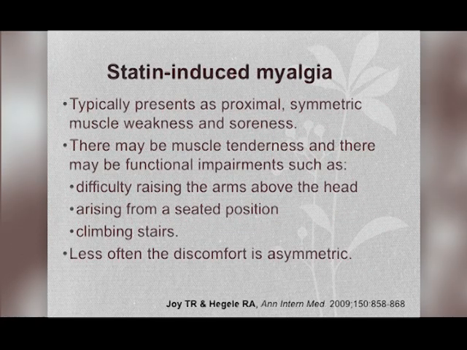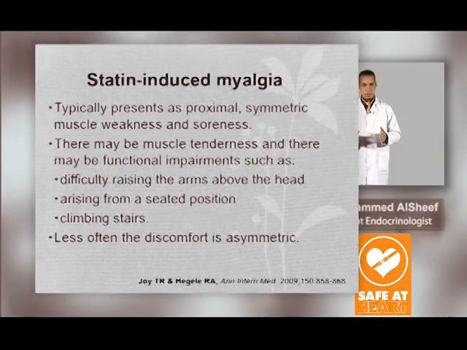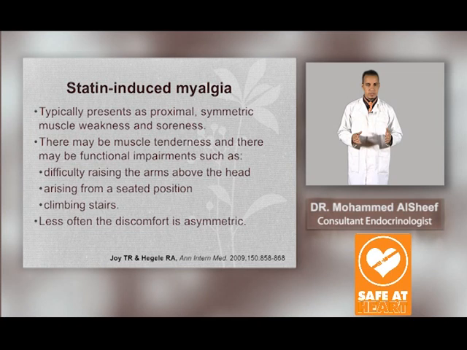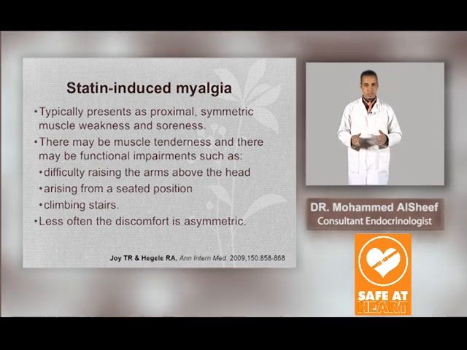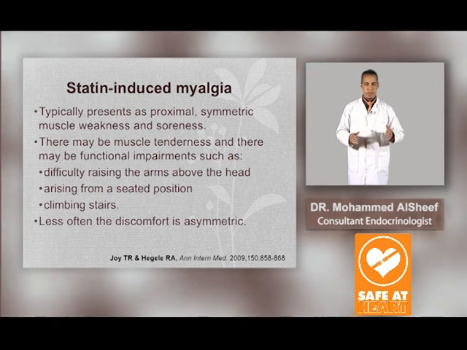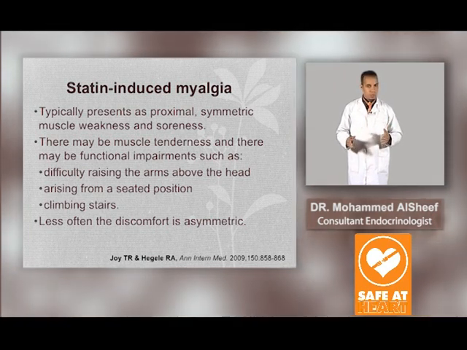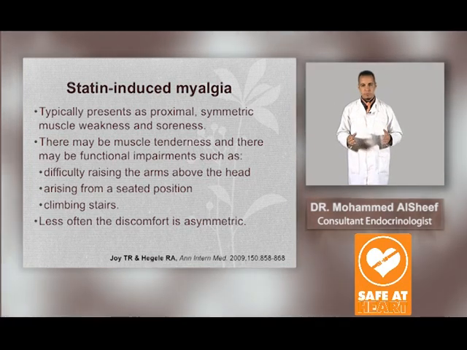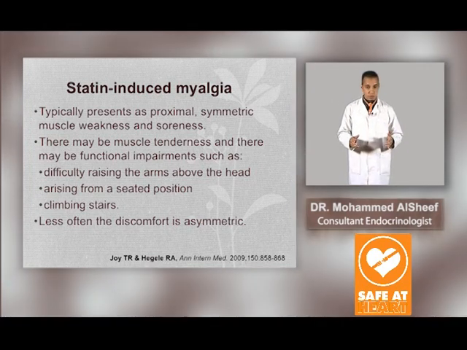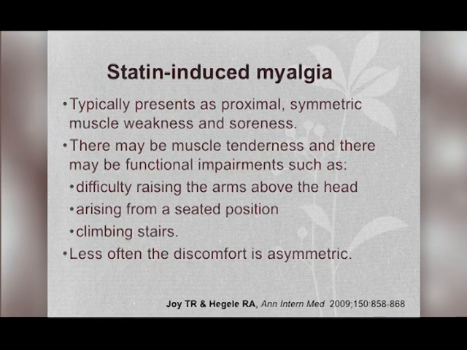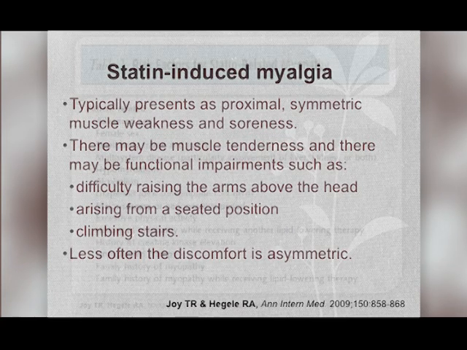Statin-induced myalgia typically presents as proximal symmetric muscle weakness and soreness. There may be muscle tenderness, and there may be a functional impairment, such as difficulty raising the arms above the head, like trying to comb the hair, or rising from a seated position, like during praying, this is very common, and climbing stairs. And less often, the discomfort is asymmetric.